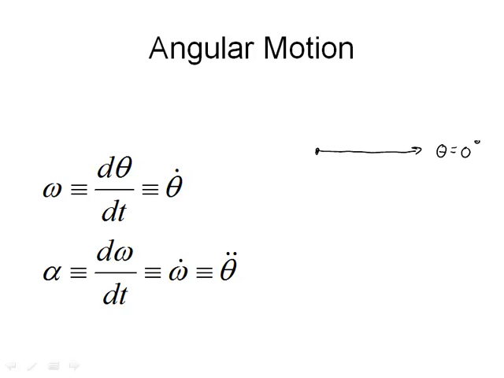Let's turn our attention for a little bit here to angular motion. What I've got drawn here is a line in the positive x direction, and that's going to correspond to an angle of 0 degrees or 0 radians. At a later time, this line might rotate, and we'll say in the counterclockwise direction. That's going to get us to a new angle, theta, that's not equal to 0 degrees.